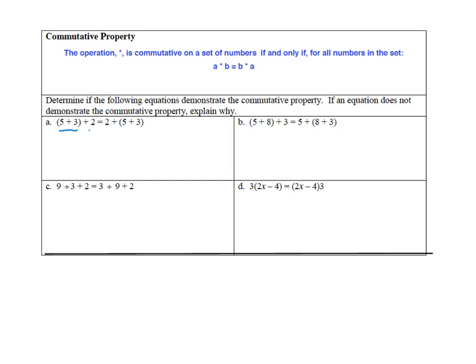So here's a number. I switched the order, and you can see that they are equal. So I'd have 8 plus 2 equals 2 plus 8. And that is true. 10 is equal to 10.